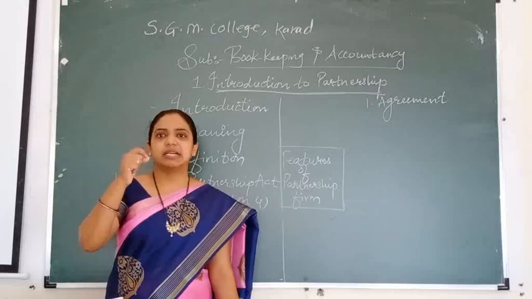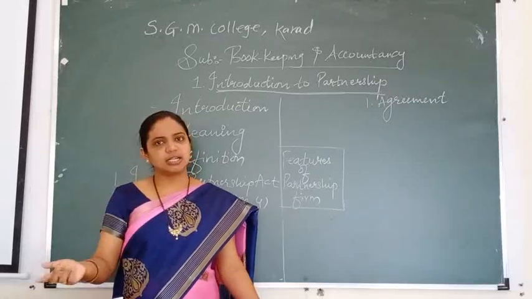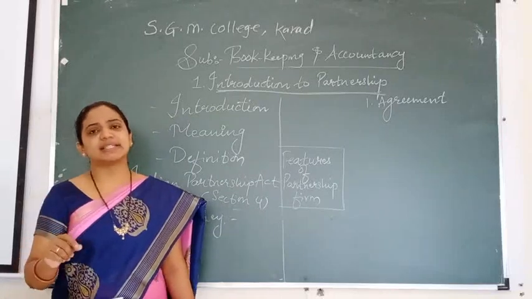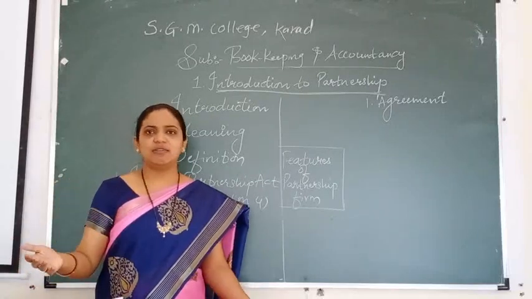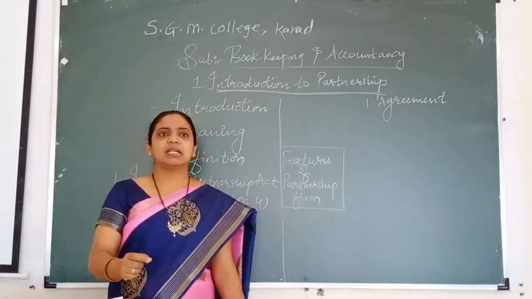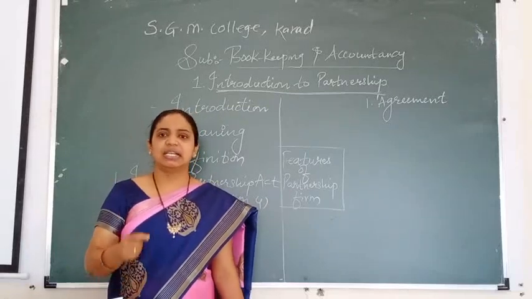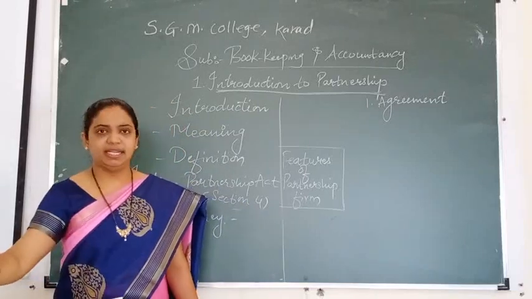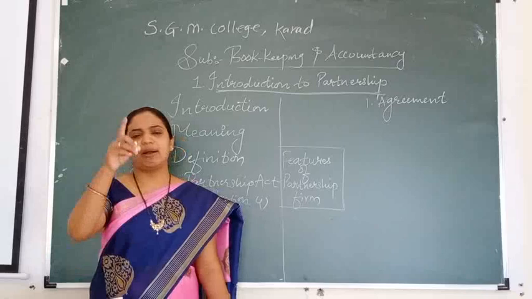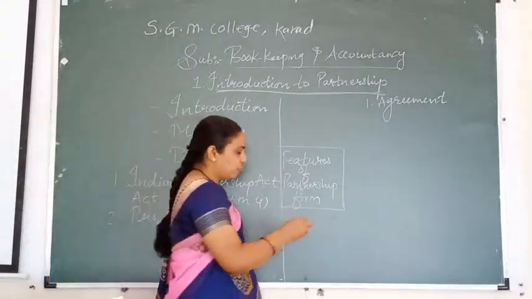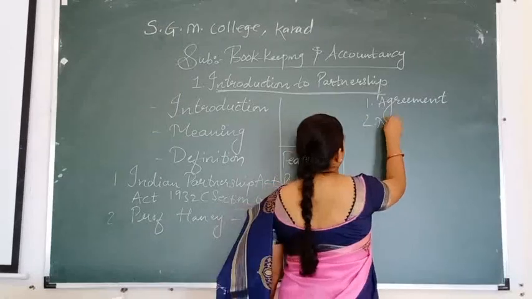So an agreement may be oral or written. When a written agreement is there between the partners, terms and conditions are applied in it, and when two partners make a written agreement with the terms and conditions, that is said to be a partnership deed. D-E-E-D, that is the partnership deed. Number one point which we are seeing is the agreement, and number two is the number of partners.